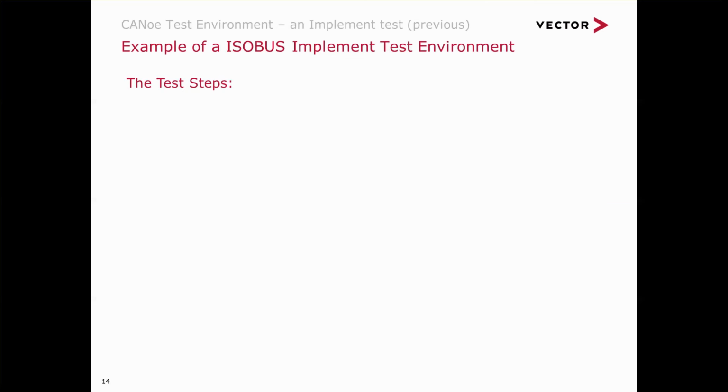Which test steps are typical for such a test? For example, waiting for the initialization of the system. You know, for example, a task controller needs 6 seconds to start up. You have to wait until the object pool is uploaded to the virtual terminal, and so on. This is the waiting for initialization.